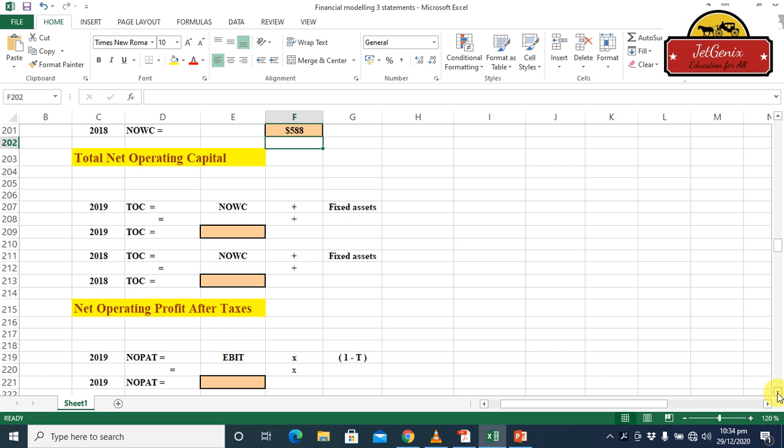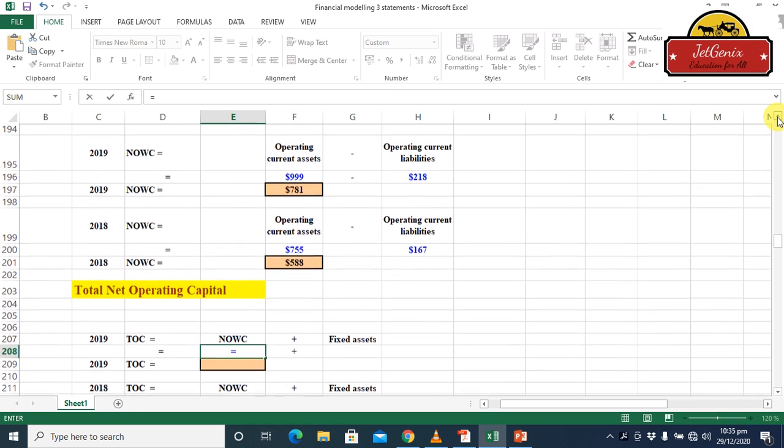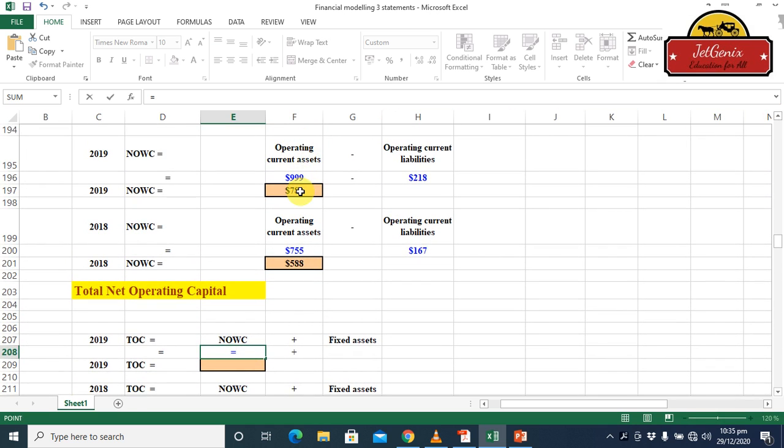Now the next ratio we are going to calculate is the total net operating capital. The total net operating capital is equivalent to net operating working capital plus fixed assets. If you want to calculate it for 2019, I will type equal, and we have just calculated the net operating working capital for 2019 somewhere. Yes, it's here. So press enter.